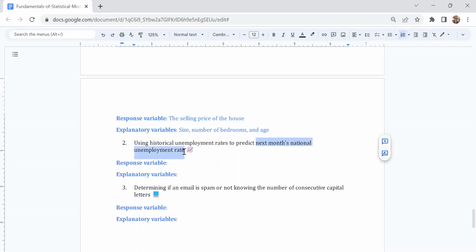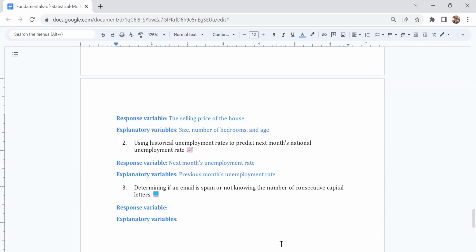And the response variable we can say is the monthly unemployment rate here. And in this case, this is a unique scenario because it's time series data. The explanatory variable is also the monthly unemployment rate. We could say the previous month's unemployment rate, and we could say next month's unemployment rate.